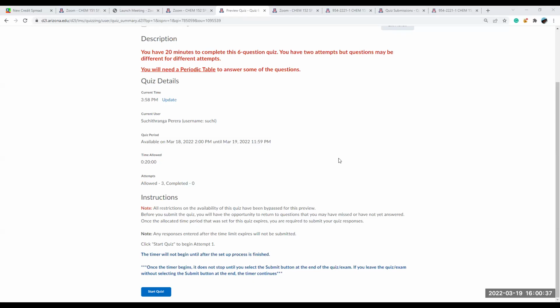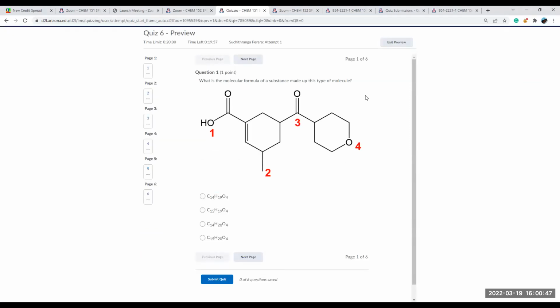All right, let's go over questions in quiz 6. The first question is about this molecule. What is the molecular formula of a substance made of this type of molecule?